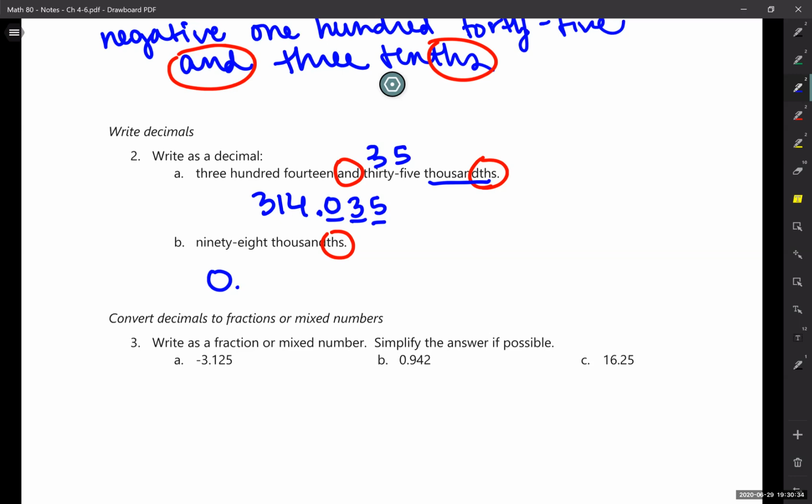So again, we have a 2-digit number. We have that 98. It's only 2 digits, but we have the thousandths place. So 1, 2, 3 spaces, for tenths, hundredths, thousandths. And I'm going to make sure that 98 lines up in that last spot. And since I have an empty spot in front of the 9, I put a 0 there.